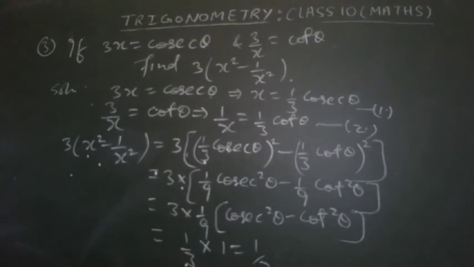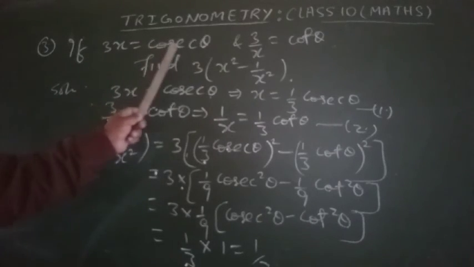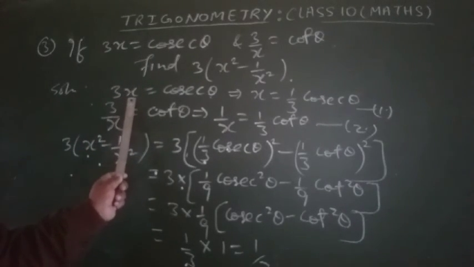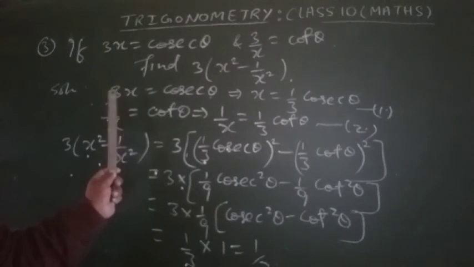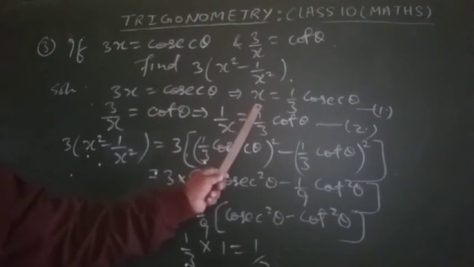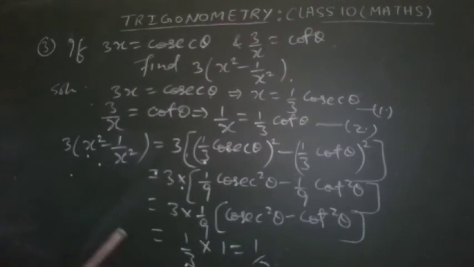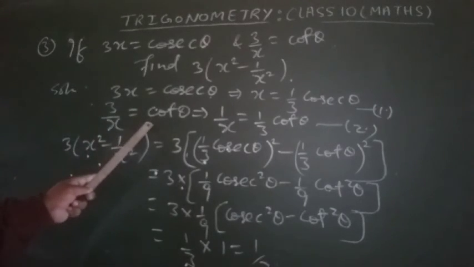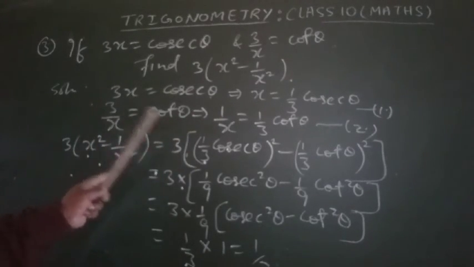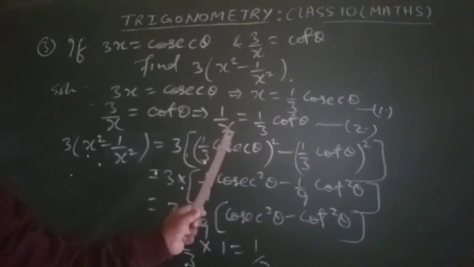Look what I have done. 3x is equal to cosec theta. So just find the value of x. X equals, 3 will come down, x equals 1 by 3 cosec theta. Now 3 by x equals cot theta. 1 by x remaining here, 3 will come down, 1 by 3 cot theta. So x value is this and 1 by x value is this.